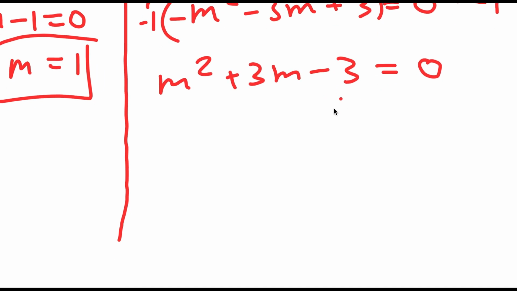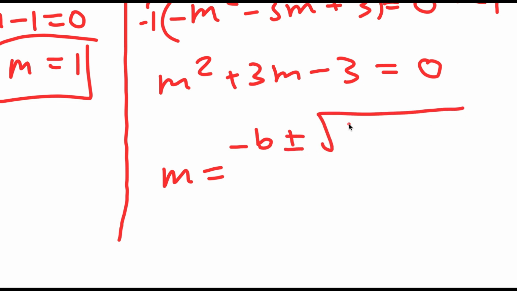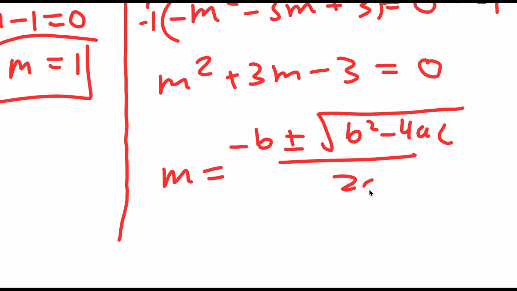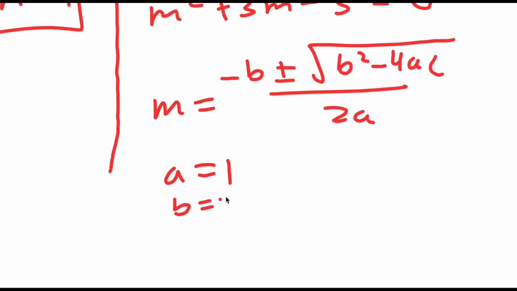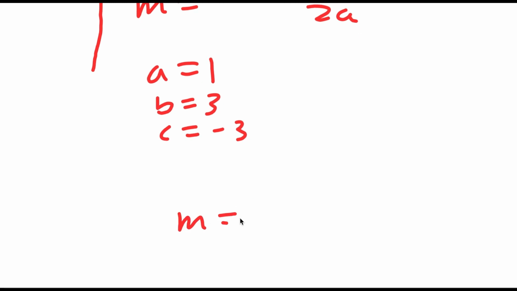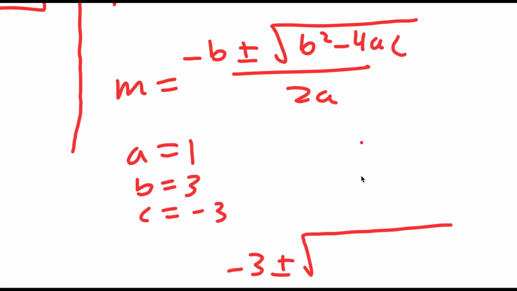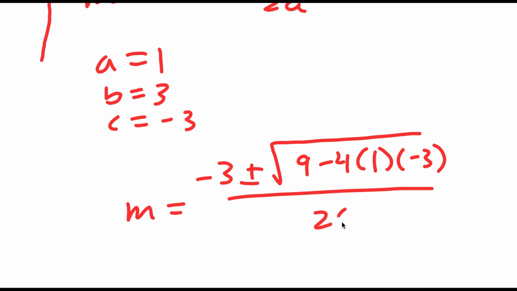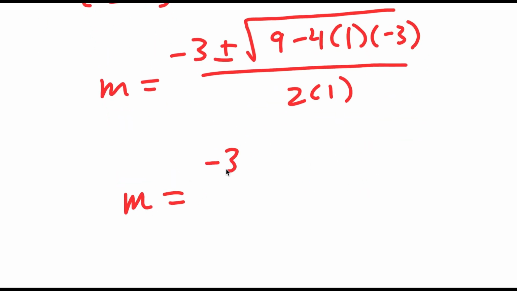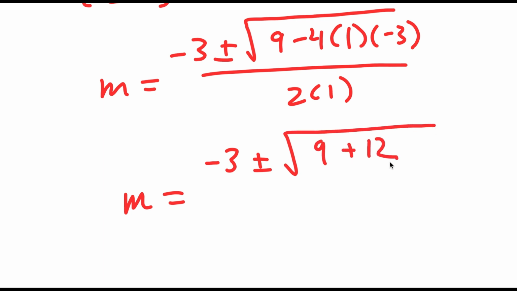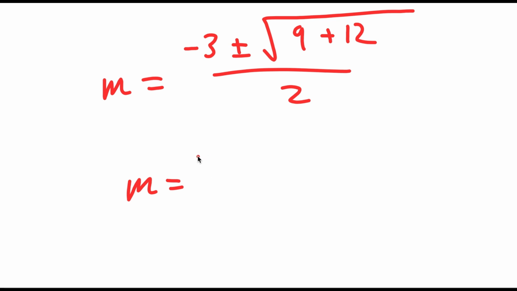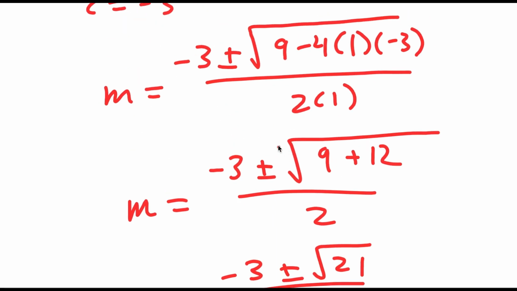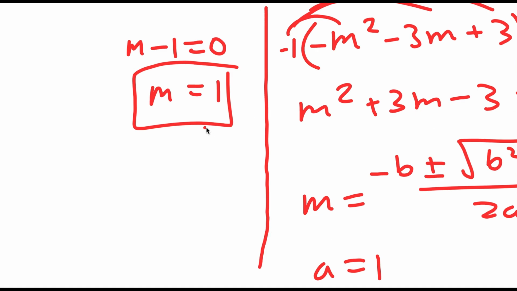And now from here, because this is a quadratic equation, I'm going to use the quadratic formula, which is negative b plus or minus the square root of b squared minus 4ac all over 2a. So in this case, a is 1, b is 3, and c is negative 3. So I get m is equal to negative 3 plus or minus the square root of 3 squared, which is 9, minus 4 times a, which is 1, times c, which is negative 3, all over 2a. And now this turns into negative 3 plus or minus the square root of 9 plus 12 over 2, which is equal to negative 3 plus or minus the square root of 21 over 2. So I have 3 total solutions to m.